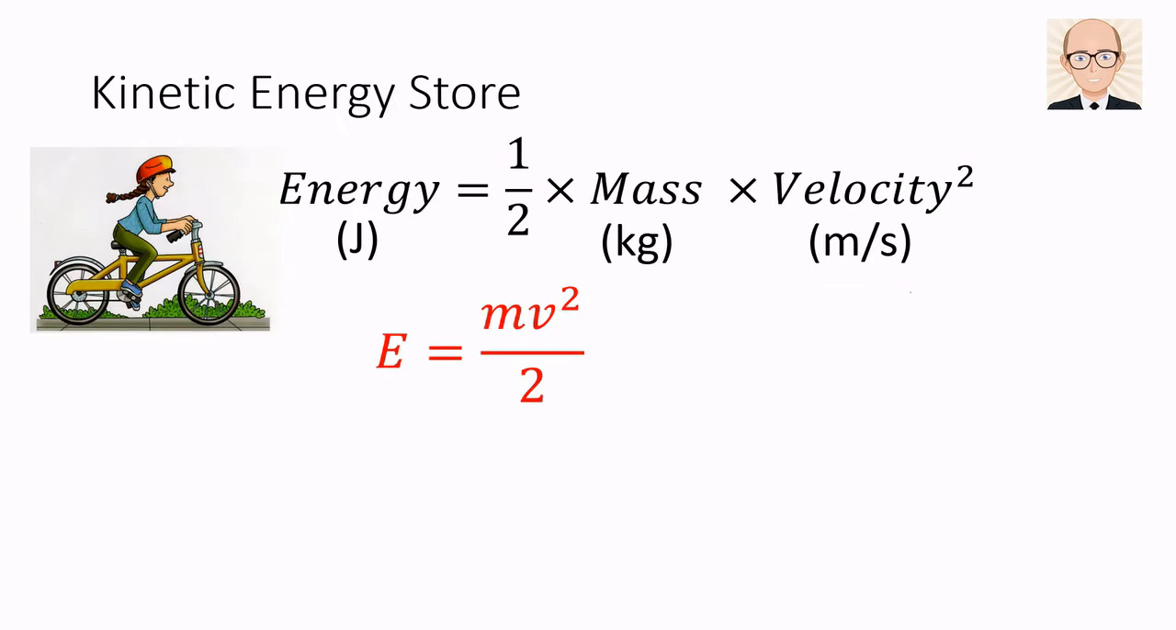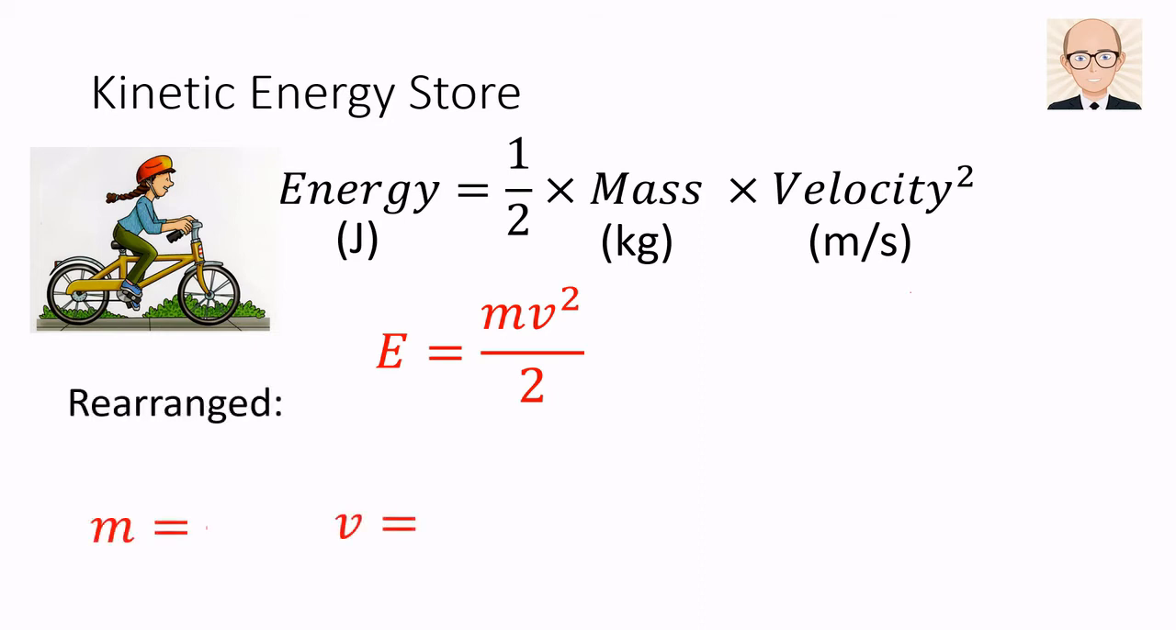The kinetic energy store describes energy of moving objects. The faster or heavier the object, the more energy it has. You'll remember that the kinetic energy store can be calculated as half times mass times the square of the velocity, or E equals mv squared over 2.